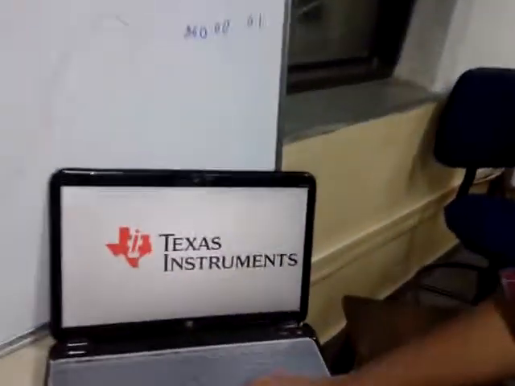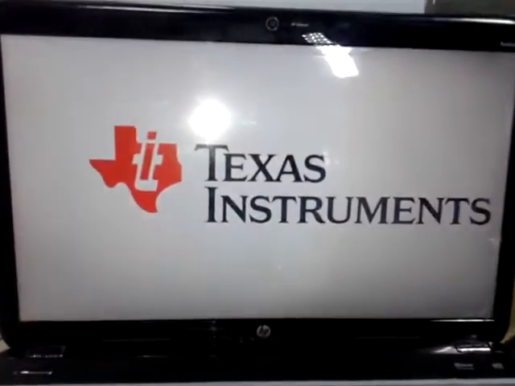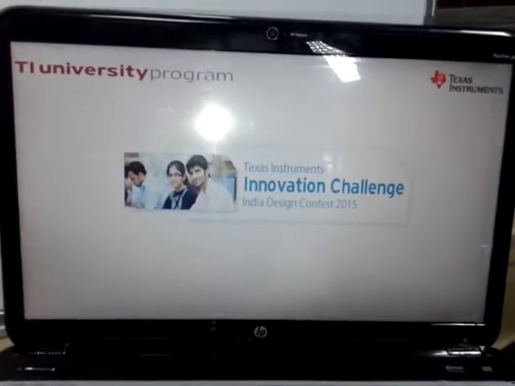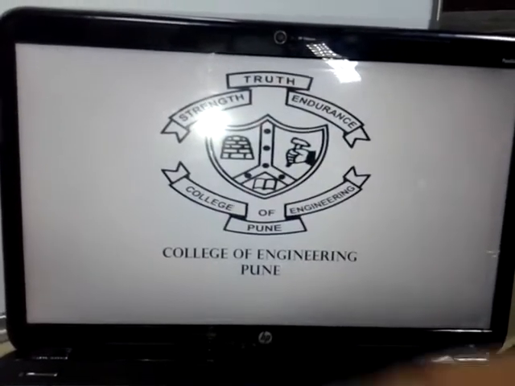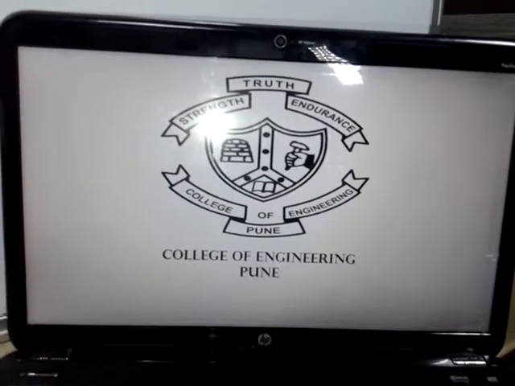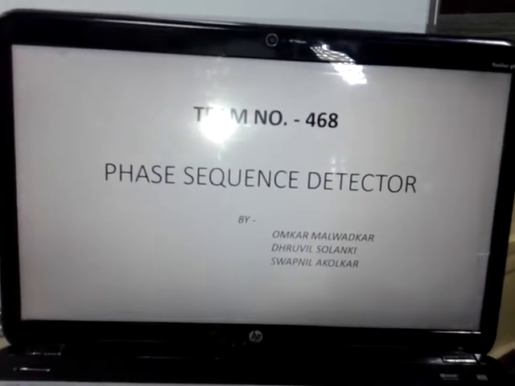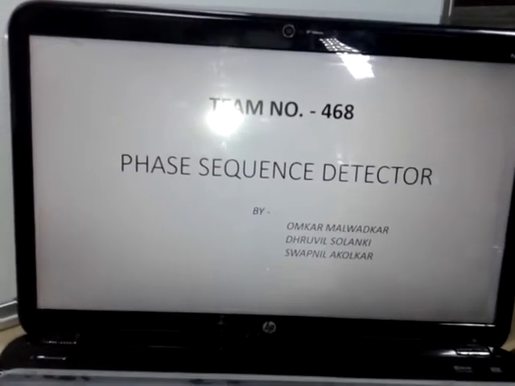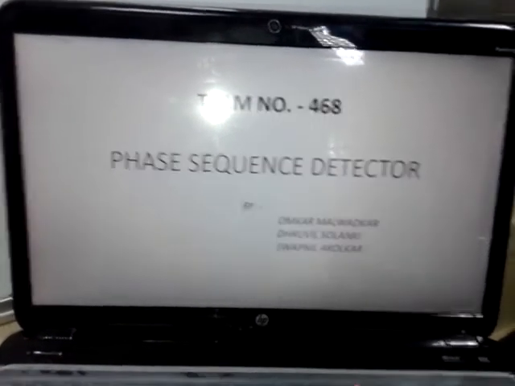Dhruvil, and we have taken part in a competition arranged by Texas Instruments. The name of the competition is TI Innovation Challenge. We are representing the College of Engineering Pune, and our team number is 468. Our project is a phase sequence detector. Here are my colleagues Akolkar and Swapnil.